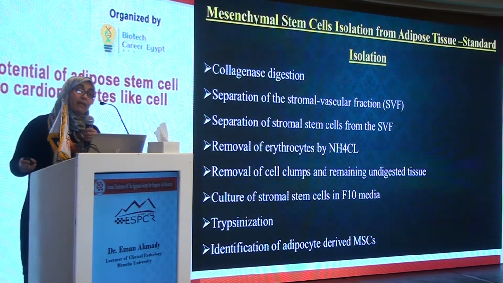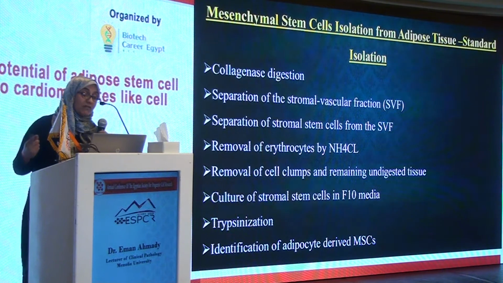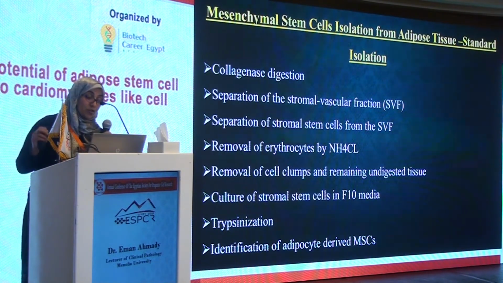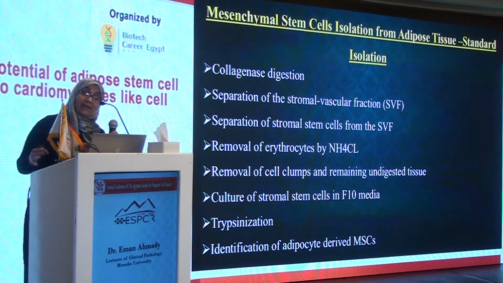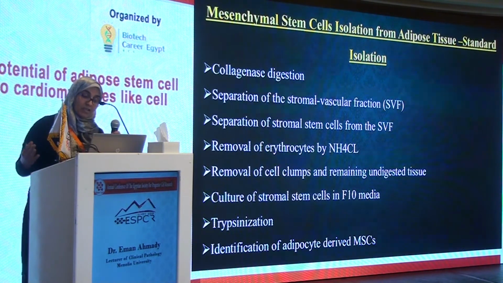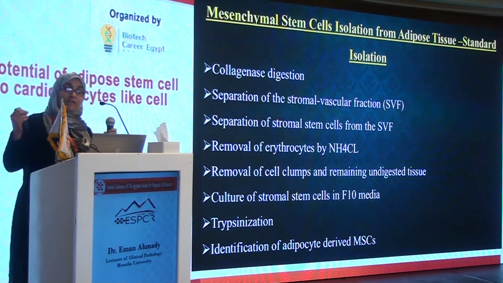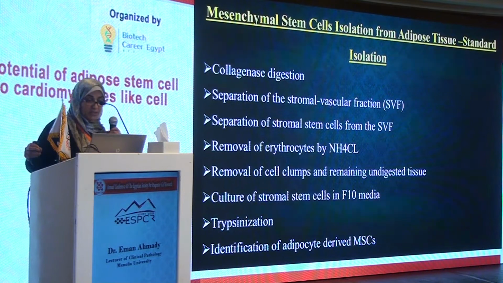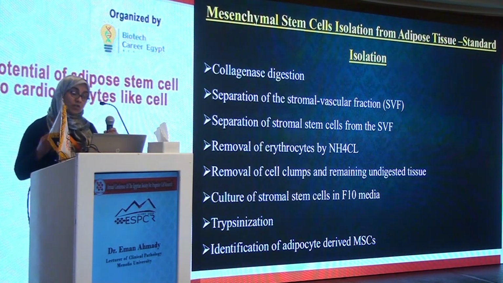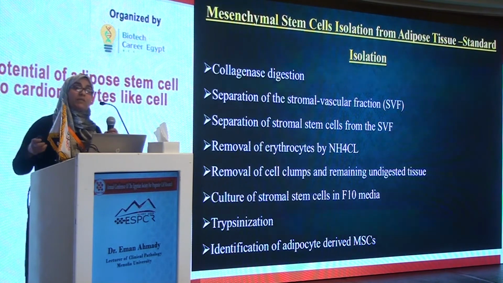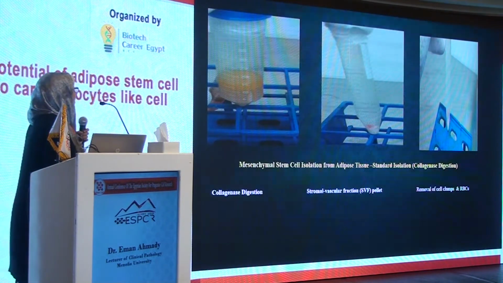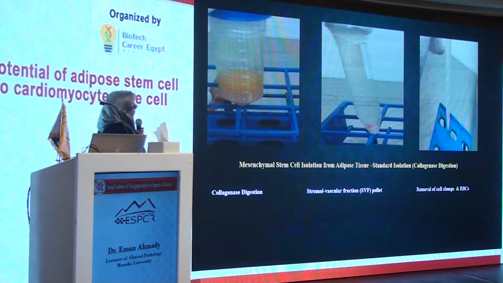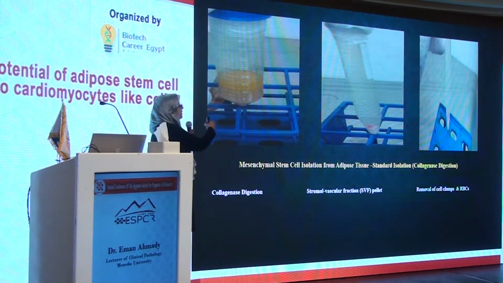After the collagenase digestion, many processes will be performed. The first one is the collagenase digestion. Then I will separate the stromal vascular fraction. Then I will separate the stromal stem cells from the stromal vascular fraction. Then I will remove the erythrocytes with ammonium chloride. I will remove the cell clumps and the remaining undigested tissue. Then I will culture the stromal stem cells in DMEM media, which contains fetal bovine serum at a concentration of 10%. Then I will trypsinize to gather the stromal cells, and then I can identify the adipocyte-derived stem cells.